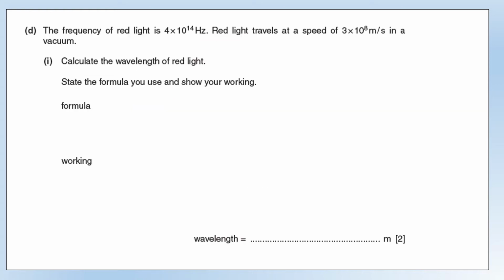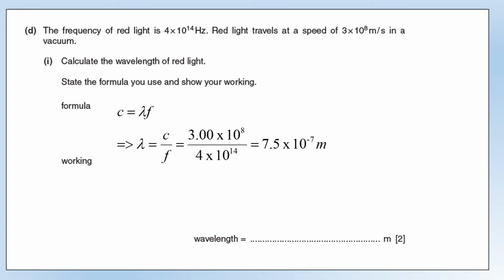Okay, so the frequency of red light is 4 times 10 to the 14 hertz. The speed is 3 times 10 to the 8. Calculate the wavelength. So the formula we need is speed is equal to the wavelength times the frequency. We want the wavelength, so we're going to divide both sides by the frequency and then put the numbers in, and we end up with 7.5 times 10 to the minus 7 meters.